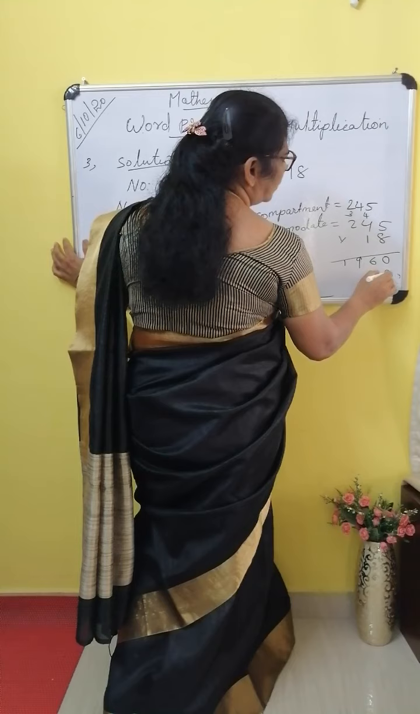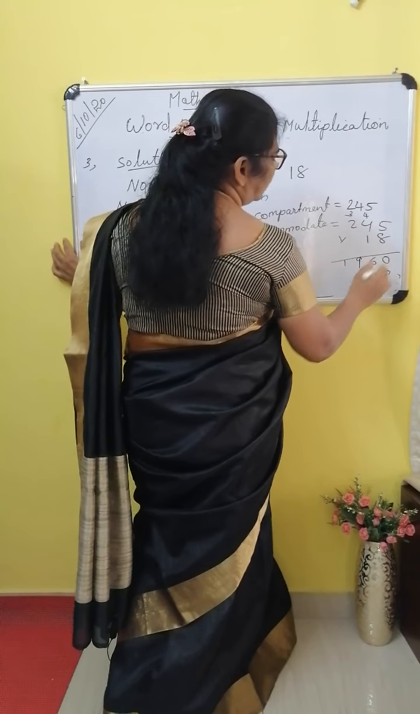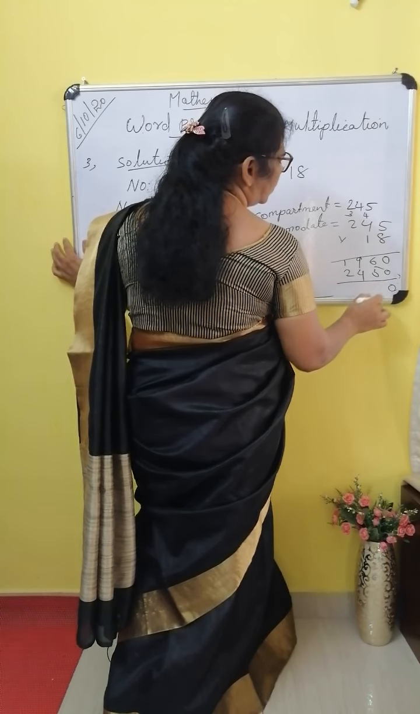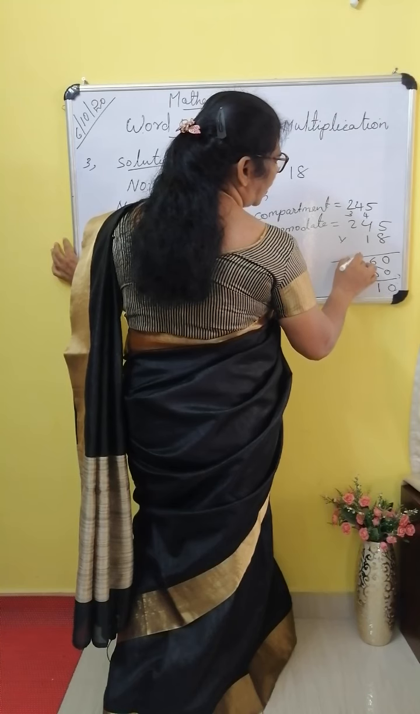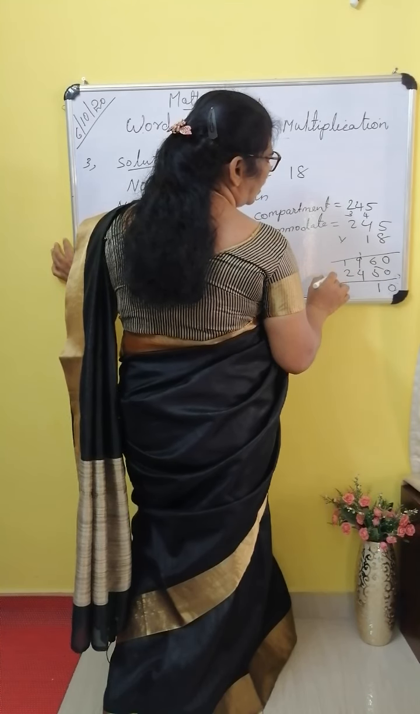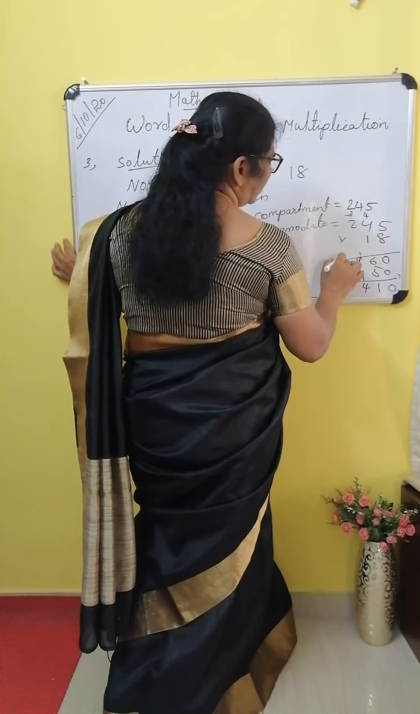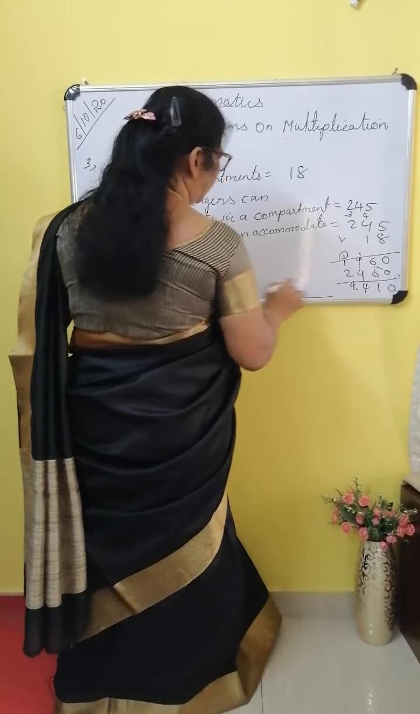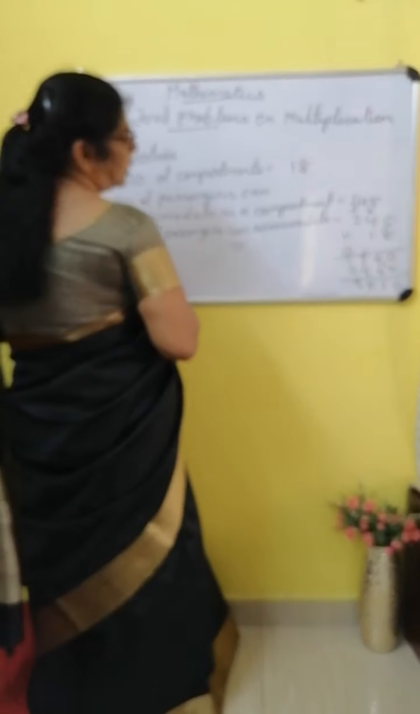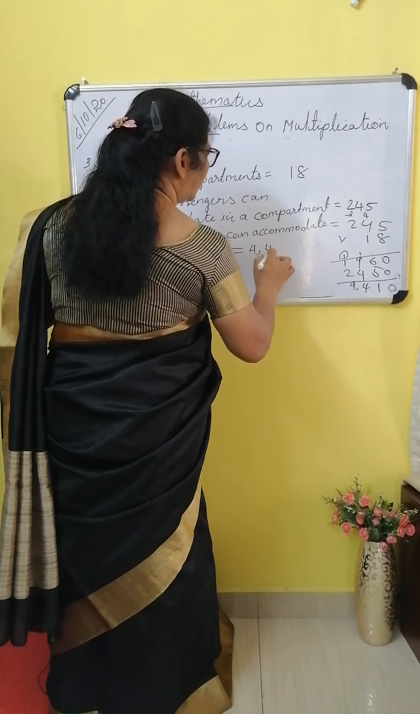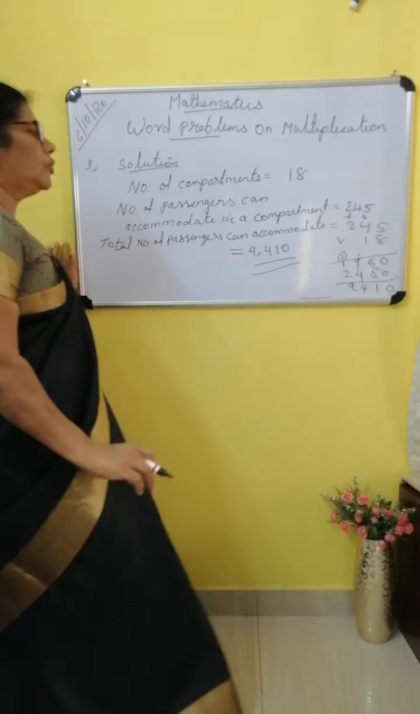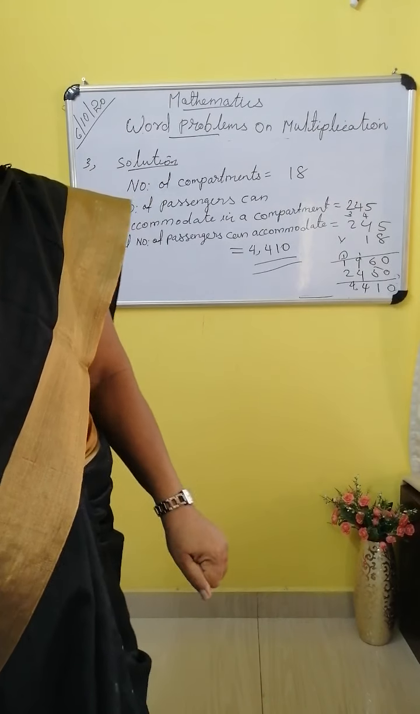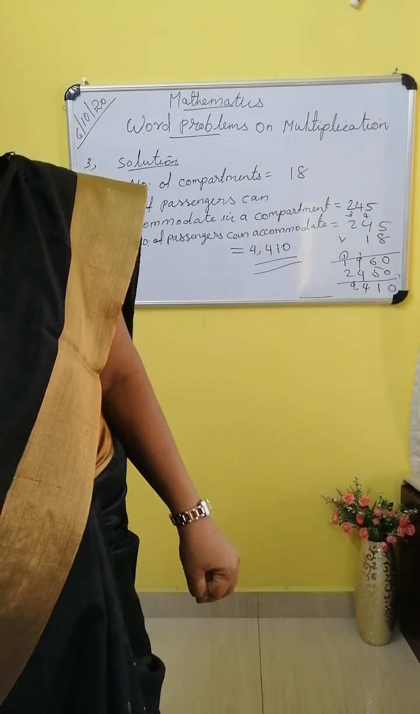Then put 0 in the unit place. 1 5 is 5, 1 4 is 4, 1 2 is 2. Answer 0, 6 plus 5, 11, 1 remainder, 9 plus 4 plus 1, 14, 1 remainder, 2 plus 1, 3 plus 1, 4. So the answer will be, put equal under that sentence, 4,410 passengers can be accommodated in the train. Okay, 4,410.